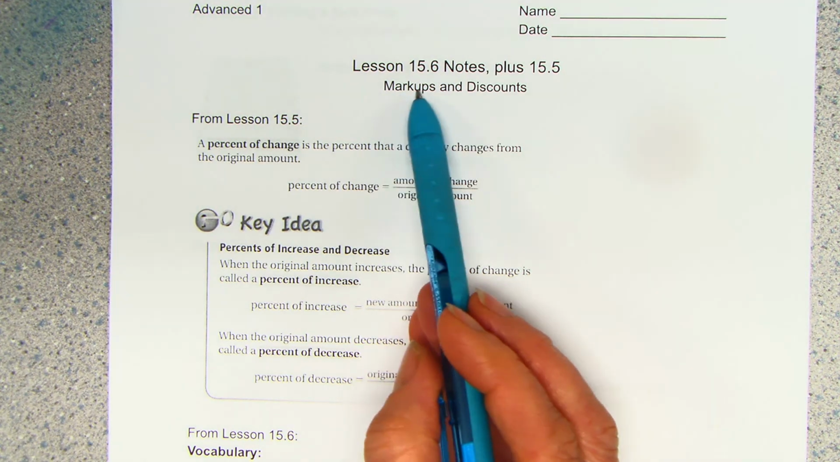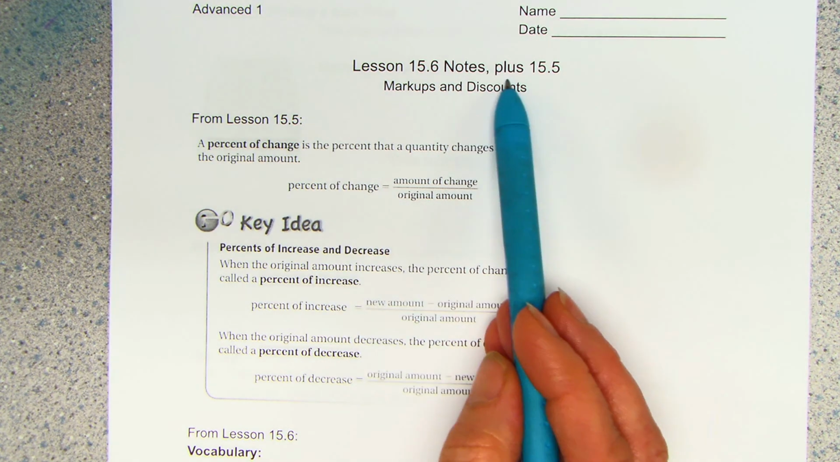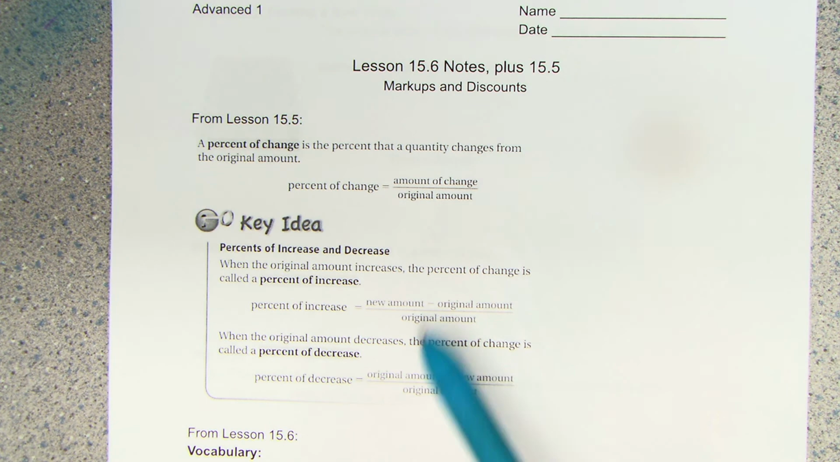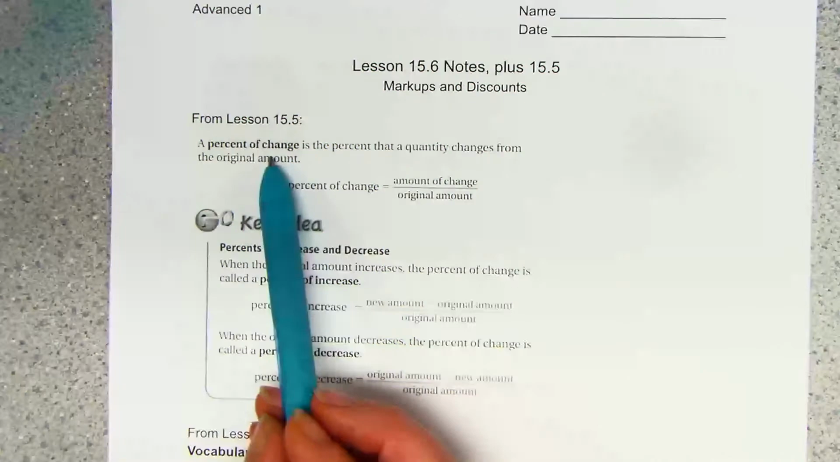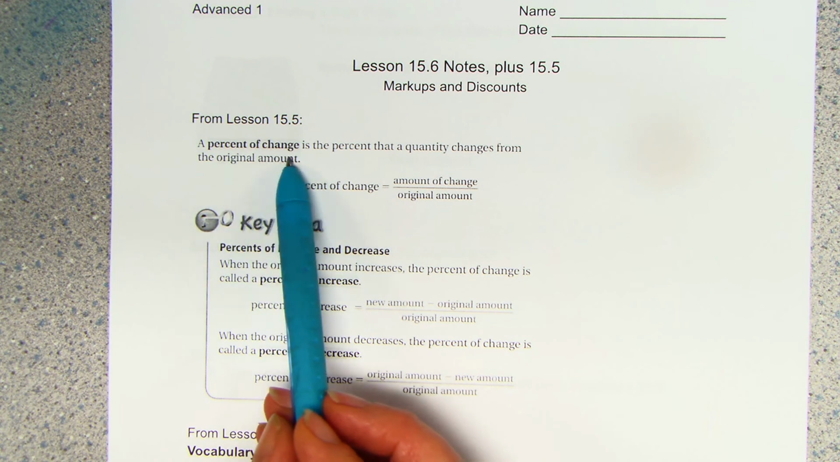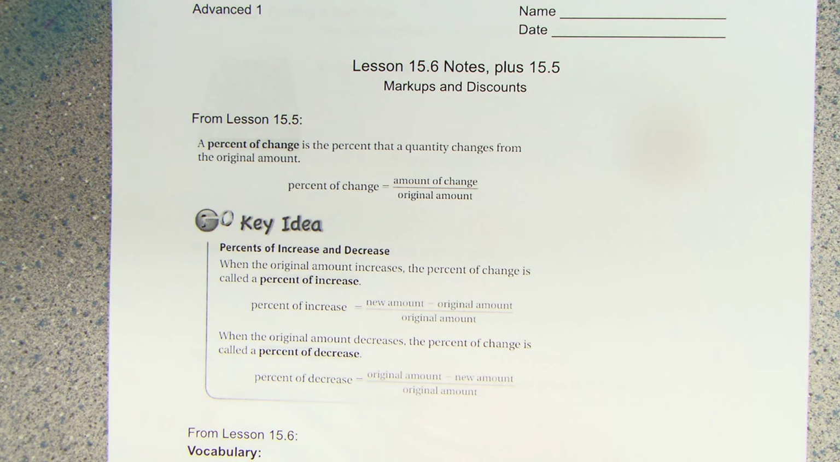These are the lesson 15.6 notes from the Advanced 1 book, plus the key ideas from 15.5. 15.5 is about percent change. The percent that something changes is the percent that a quantity changes from the original amount.